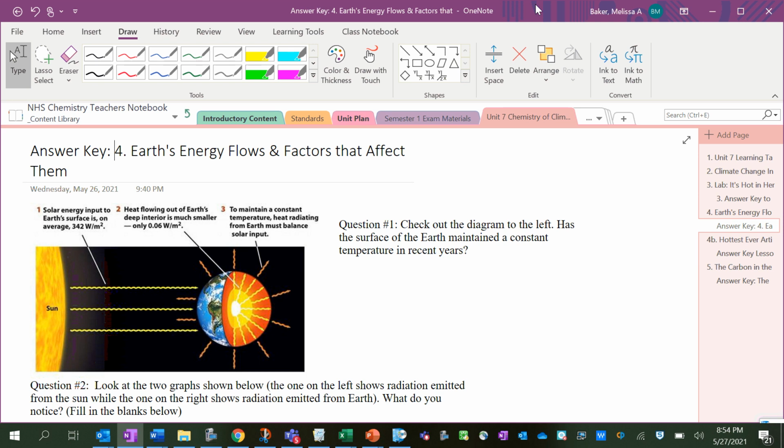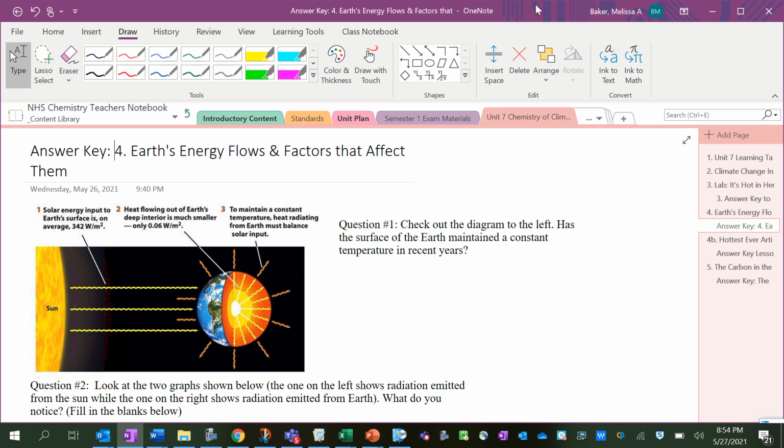So yes, there's actually thermal energy coming onto our planet from deep within Earth's core. We often forget about that, or I do at least. And then last, it says to maintain a constant temperature, heat radiating from Earth must balance solar input, right? Because if we just kept absorbing the sun and never released any of it back into space, we would have all been gone long before now.